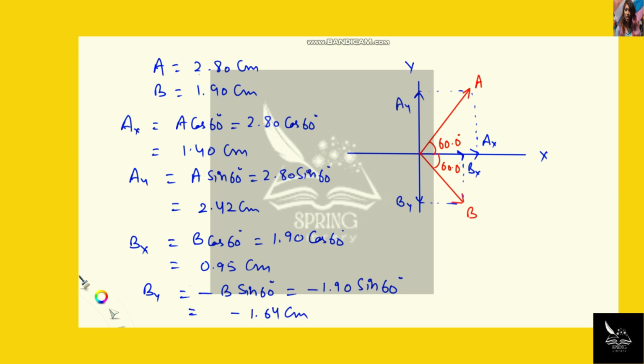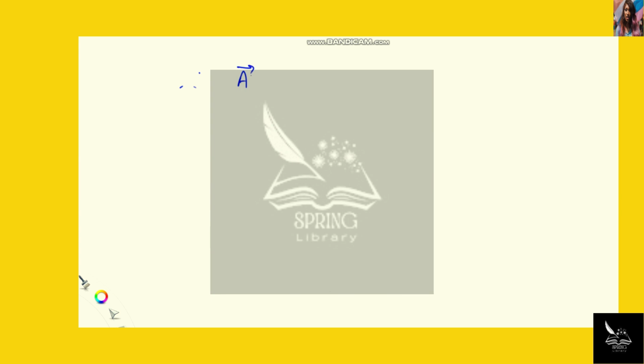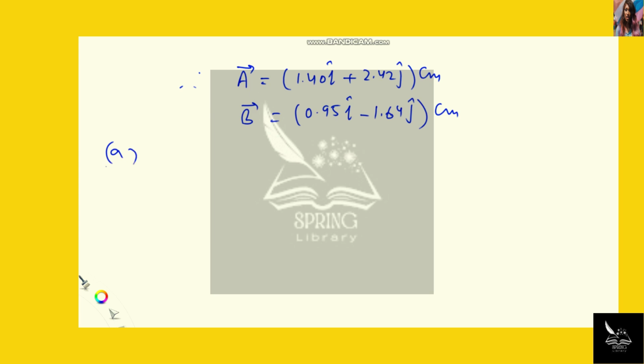centimeters. So we can write these vectors in vector form. A bar is equal to 1.40 i cap plus 2.42 j cap centimeter, and vector B, that is 0.95 i cap minus 1.64 j cap centimeter. Now in the first part of the problem we have to find magnitude and direction of A plus B.